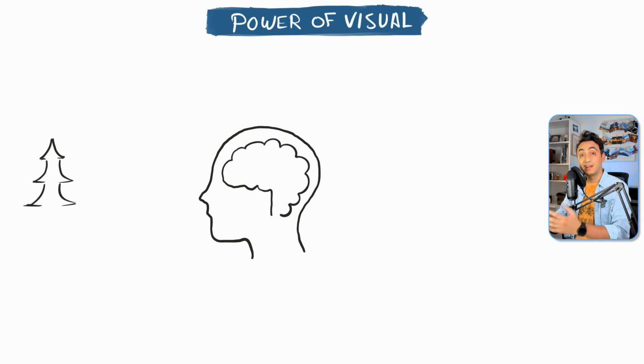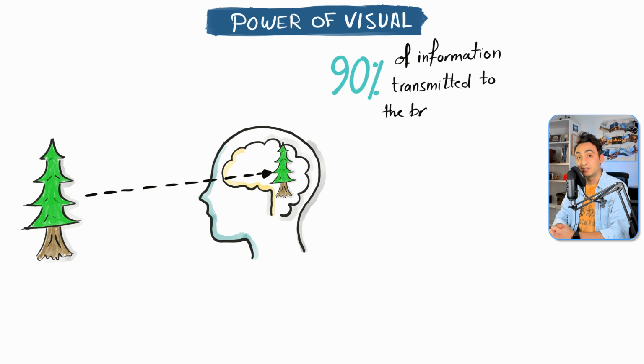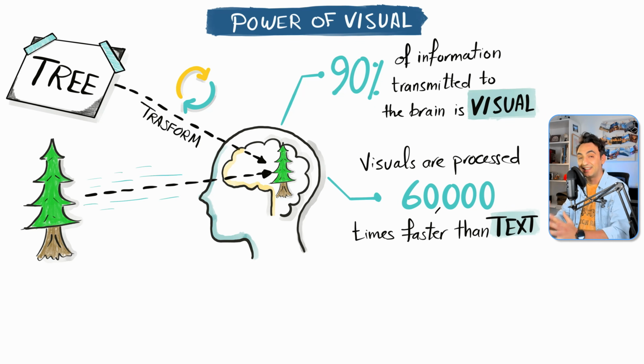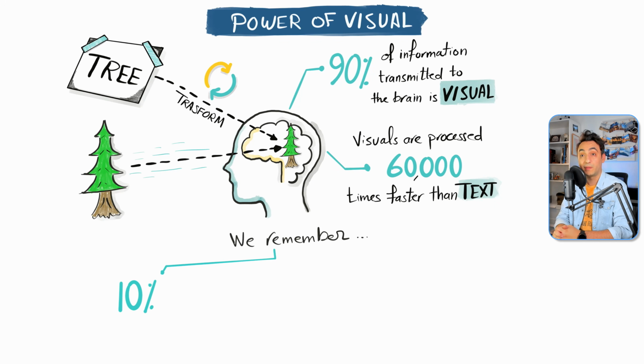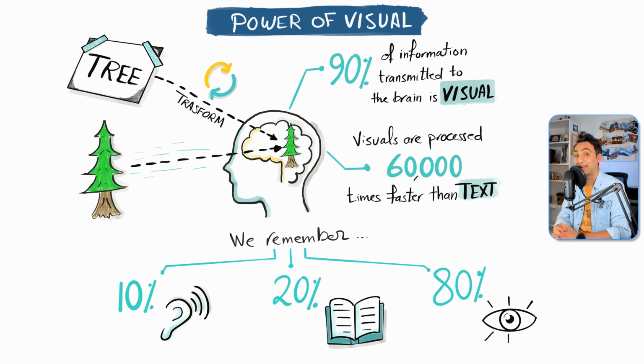If we see a tree, our brain is going to store it as a visual, as an image in our brain. Studies say that 90% of the information transmitted to our brain is visual. But if we read the word tree, our brain has to transform it to a visual before storing it, which is way slower. In fact, the human brain processes visuals 60,000 times faster than text. More facts about our brain is that we remember most of what we see and interact with. It's proven that humans remember only 10% of what we hear and 20% of what we read, and it's also proven that we remember about 80% of what we see and interact with.